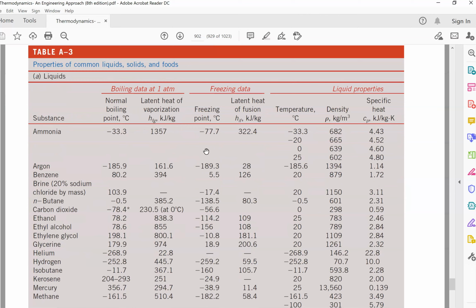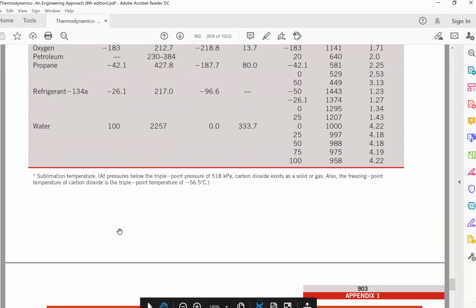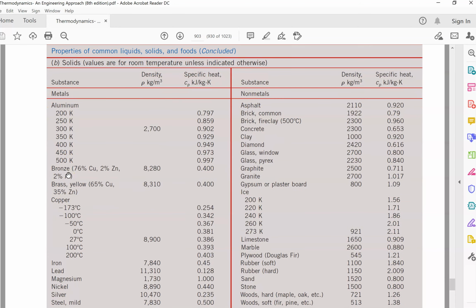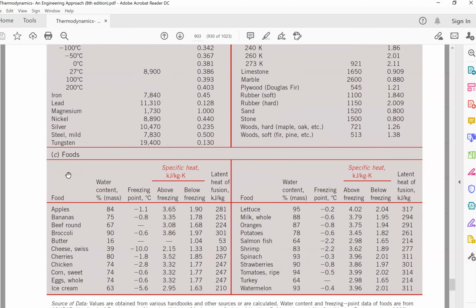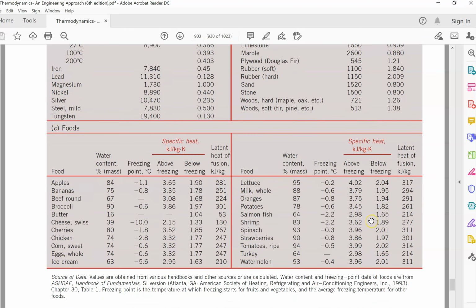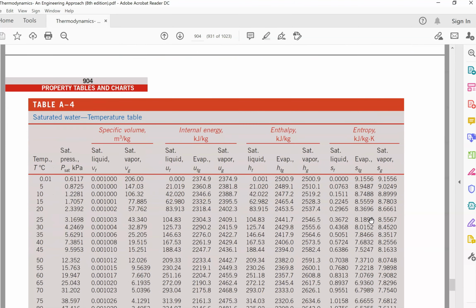Table A3 gives you the boiling data, the freezing data, and the liquid properties for certain common liquids, solids, and foods. So you have argon, benzene, brine, all these listed chemical compounds. Table A3b is the continuation, but a bit more unique: aluminium at different temperatures, density, bronze, and so on. And there are foods here like banana, beet, broccoli, butter. What is the freezing point? What is the above freezing? What is the below freezing? What is the latent heat of fusion? And so on. Now we'll be going into table A4.